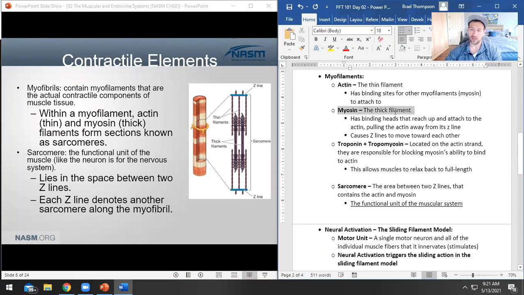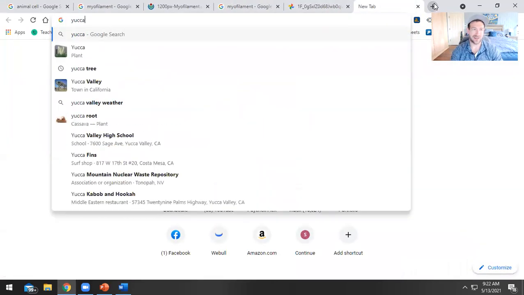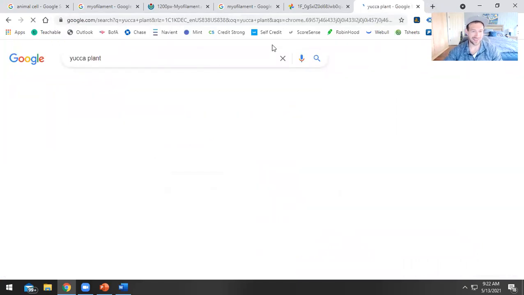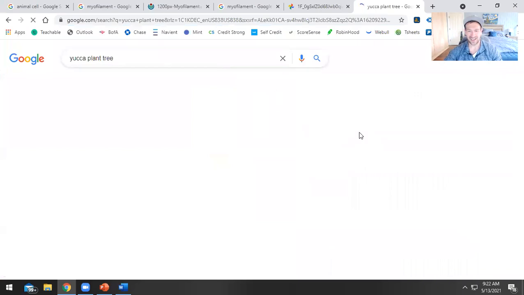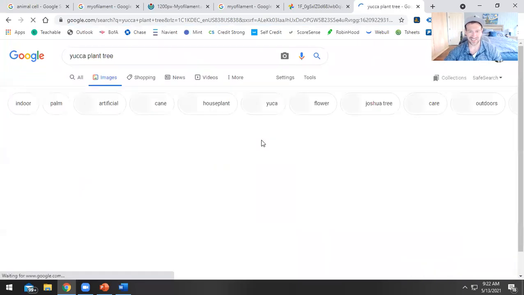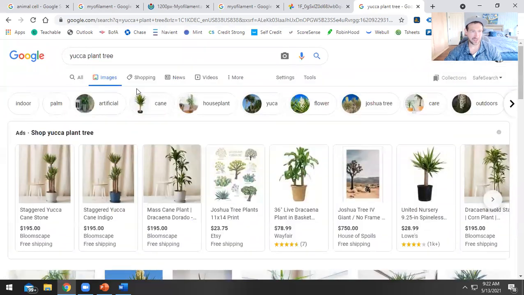And the thick filament, which is called myosin, that's this filament here in the center. It kind of looks like a yucca plant. It kind of looks like a yucca tree. If you look at the top of it there, yucca flower.